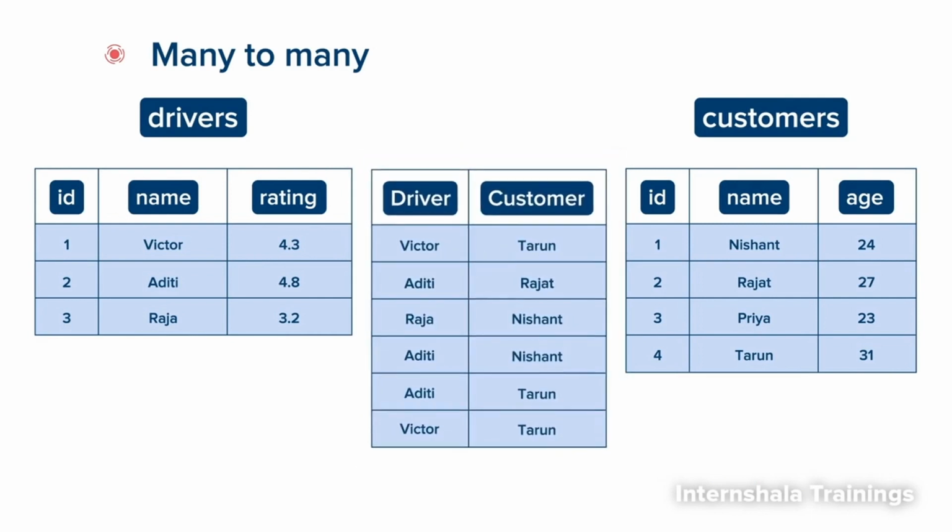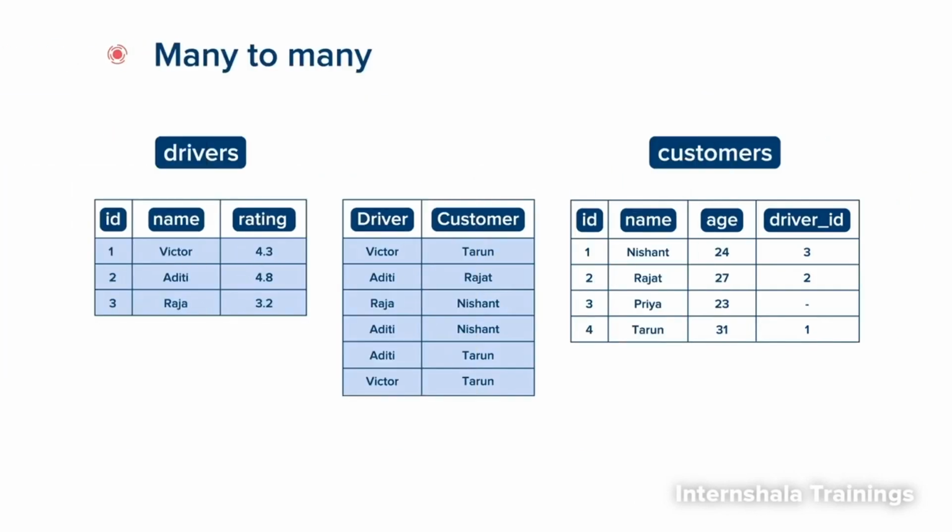Let's say we have this data for which we want to do the mapping. This data tells us which driver has offered services to which customer. Using this data, let us add a foreign key to the customers table. Victor offers services to Tarun, so we will map Victor's ID with Tarun. Aditi offers services to Rajat, so we will map Aditi's ID with Rajat. Similarly, we will map Raja with Nishant. Now Aditi offers services to Nishant, but we cannot map Aditi's ID with Nishant anymore as Nishant is already mapped with Rajat. So is there any way we can add the remaining data? Pause the video and think for a moment.